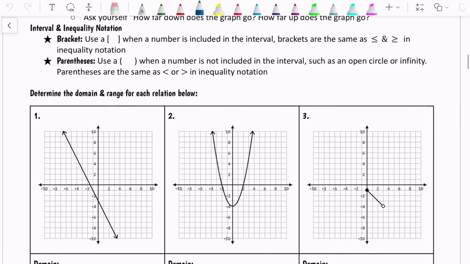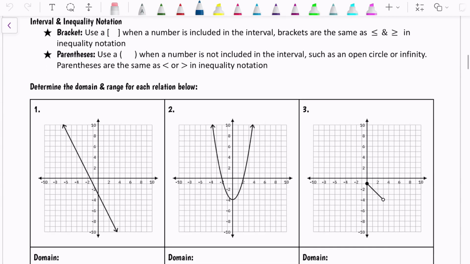I am going to use interval notation to write domain and range. Often people also use inequality notation, but typically in pre-calculus and calculus, they use interval notation, and so I'm going to use that to teach it at the Algebra 2, Math 3, or Math 2 level so that you're prepared for those higher level classes.